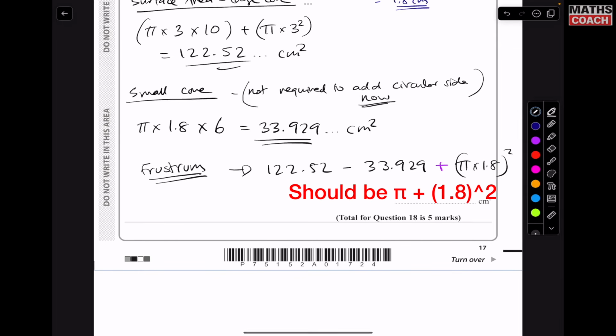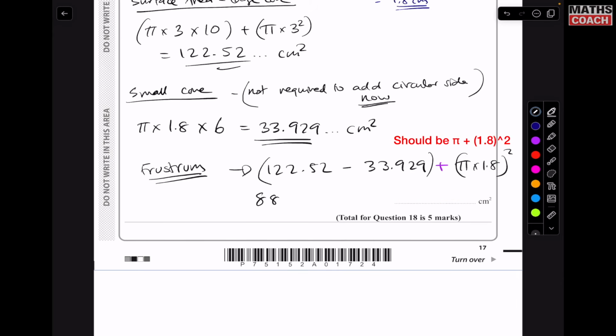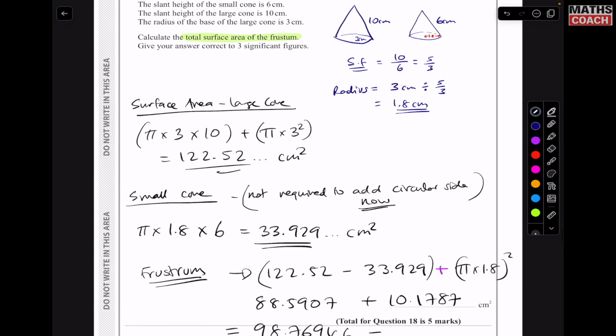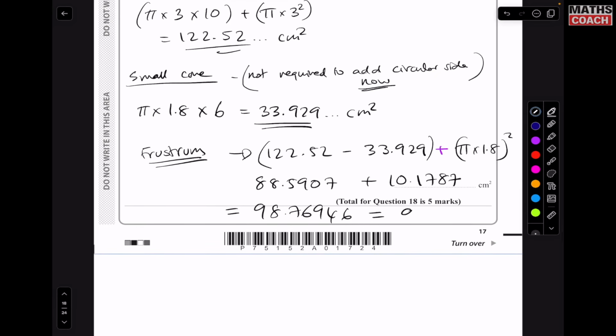All right, now let's do that calculation, guys. Okay, so be very careful here. We're going to do this part first, then add that. Okay, so let's do it in steps. So 88.5907 plus what we get from that, which is 10.1787. And now if we collect that together, we get 98.76946. And that can be rounded to 3SF, as the question mentions, to 98.8 centimeter squared. And there you go. That is your full and final answer.